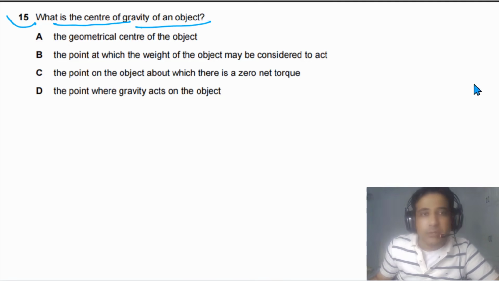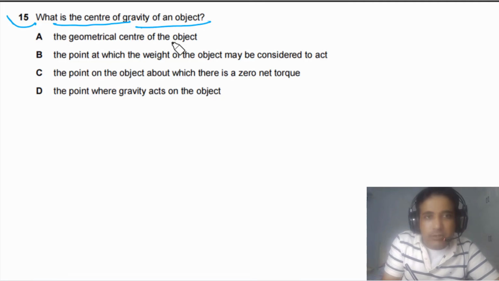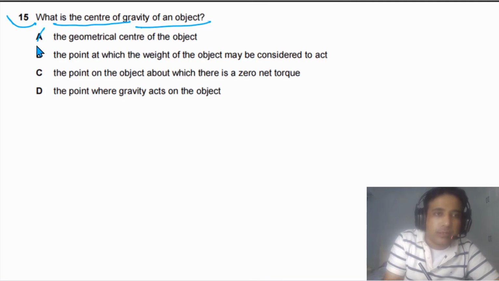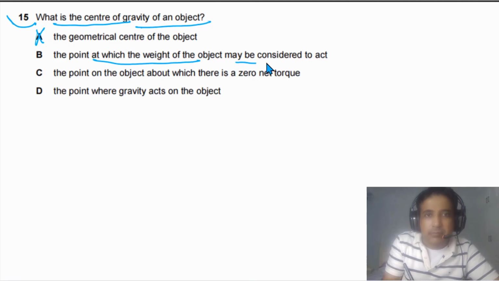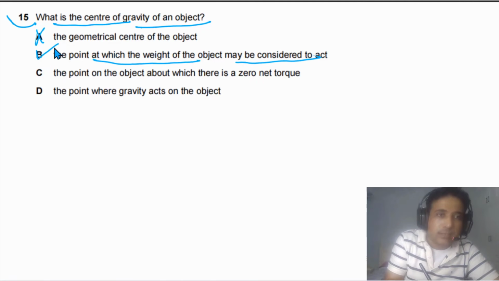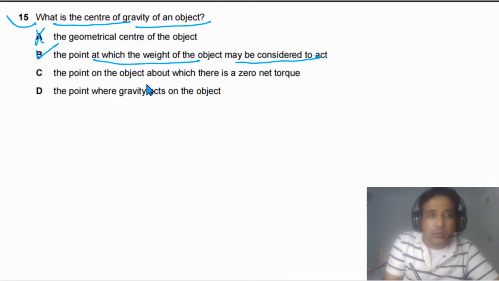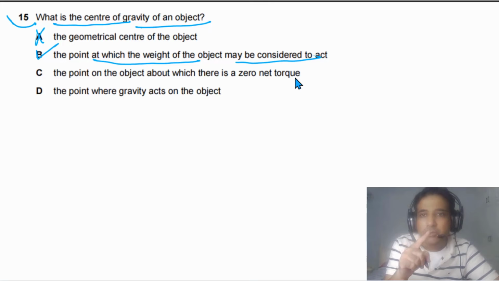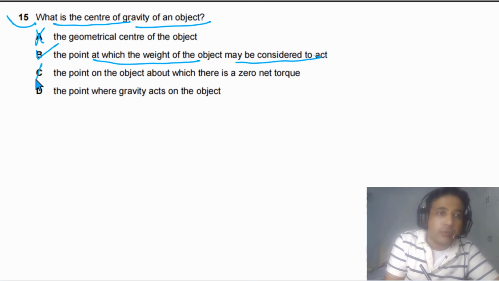So for this question, we simply need to find out the center of gravity. What is center of gravity? Geometric center of the object? No, this is not true. The point at which the weight of the object may be considered to act. Yes, this is correct. The point on the object about which there is a zero net torque on the object. Center of gravity can also be outside the object, so this is incorrect.